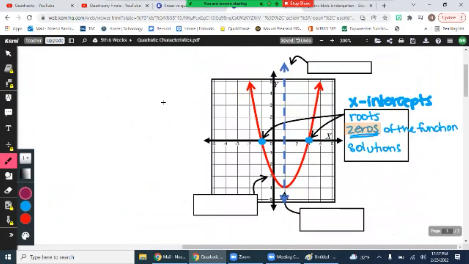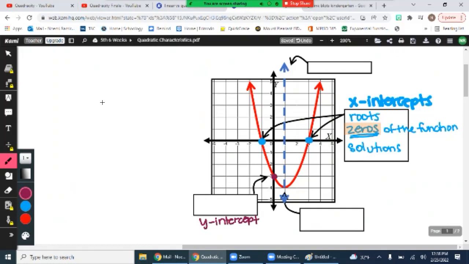Another point on this graph that you should be able to identify, regardless if you've seen the U or not, is which one? The y-intercept, where it crosses the y-axis. Once again, I'm going to write it on the outside, y-intercept. What's another word for the y-intercept?